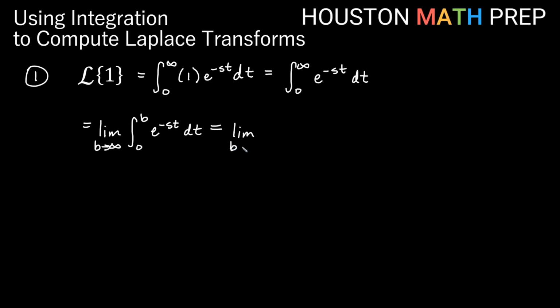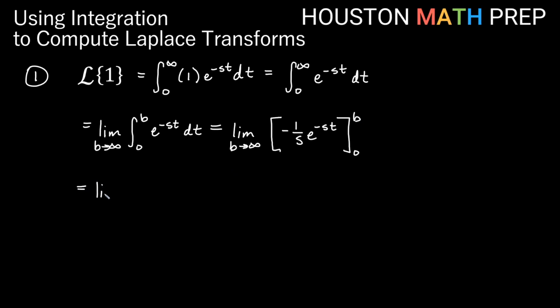So we'll have the limit as b approaches infinity. Now this exponential, since we're integrating dt, this negative s is a constant multiple in here. So when we take the antiderivative of e to the negative st, the reciprocal of this constant multiple comes out, so we get negative 1 over s coming out, e to the negative st, and our bounds are from 0 to b.